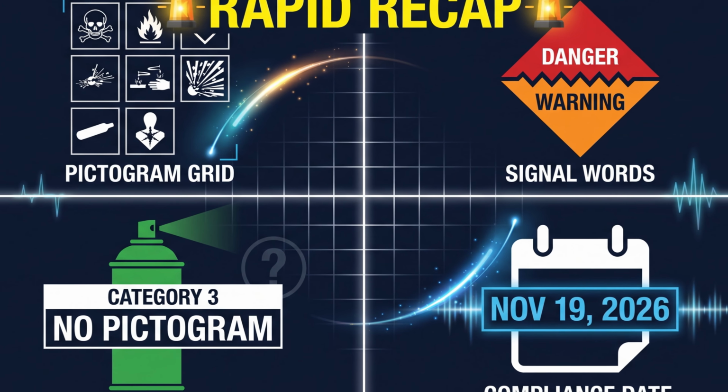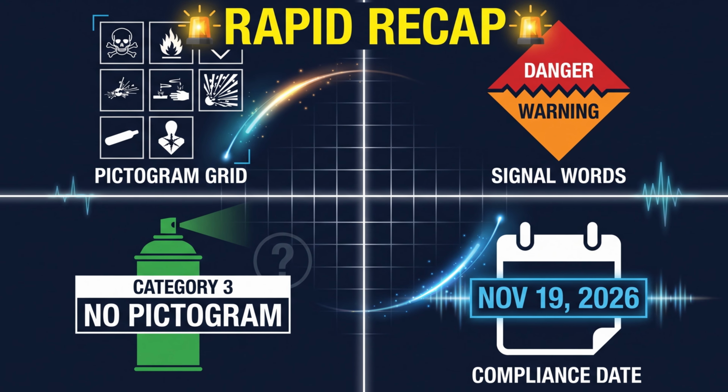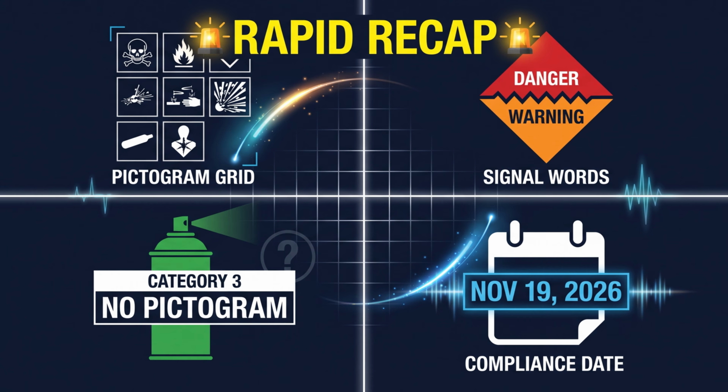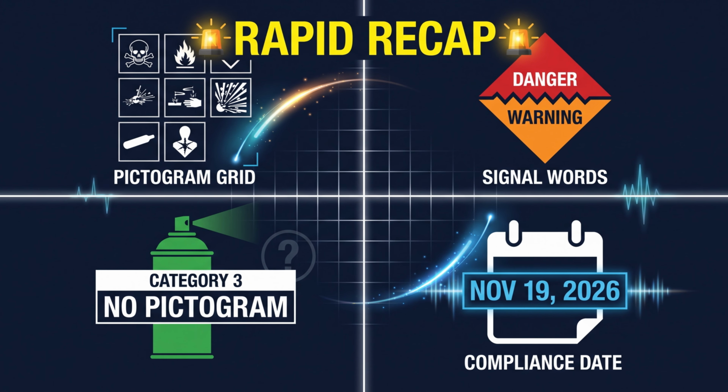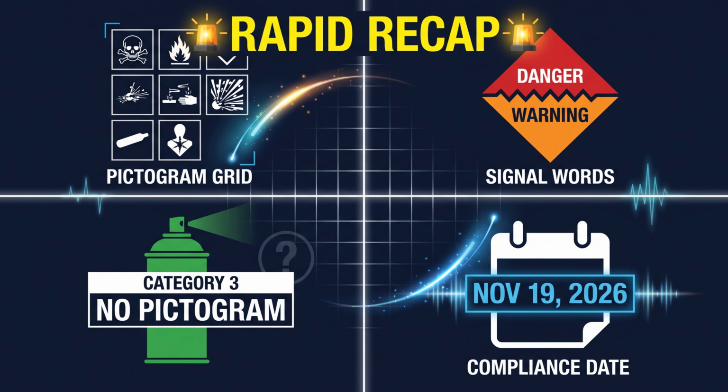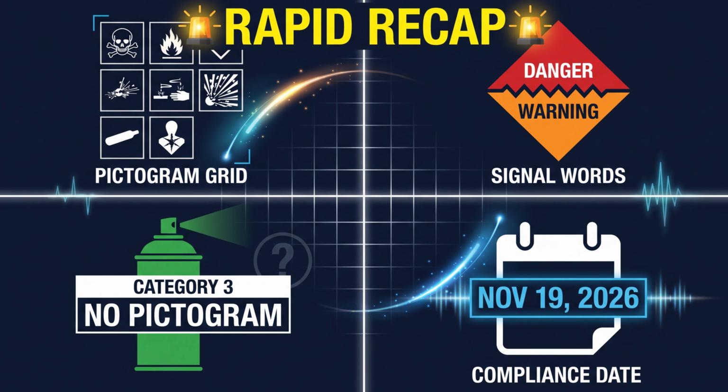Let's lock this in with a rapid recap. How many pictograms does OSHA's label rule require? 8. What are the two signal words? Danger and warning. What's new in aerosols? Category 3, for non-flammable aerosols, with no pictogram required. And when must employers finish training on substance-related changes?